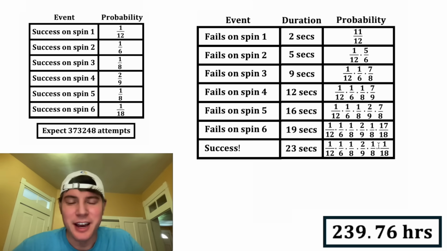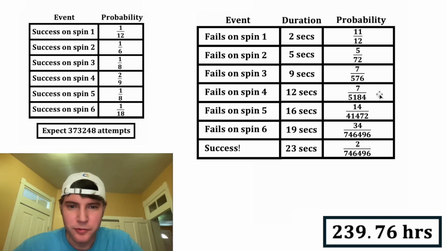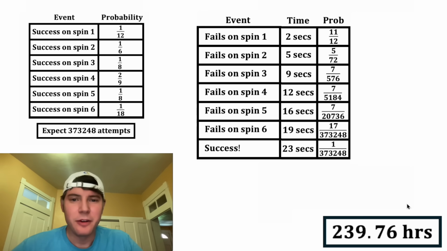Now let's multiply these out. 1/12 times 5/6 is equal to 5/72. And then we can multiply these three and we get 7/576. And then we can multiply the rest of these out. These top four are already simplified, but this one, top and bottom, are both even, so it can simplify to that. This one can simplify to this, and this one can simplify to this. Now we have all the probabilities.